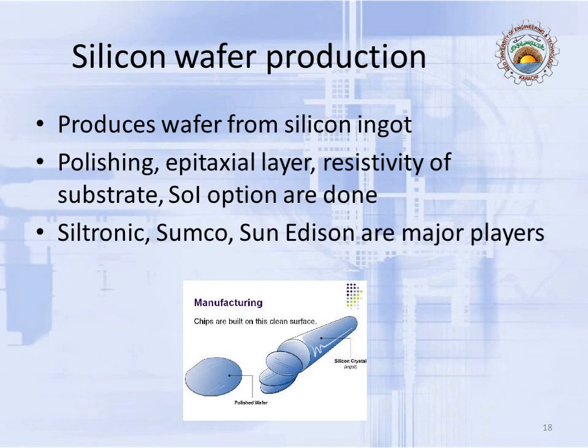Once we have the silicon ingot, it is sliced and diced into thin wafers, as we call them. So this is produced, and then they do polishing. Resistivity of the substrate is managed. If there is a silicon on insulator option, additional processing is done. The epitaxial layer is processed. Companies like Siltronic, Sunco, Sun Edison are the major players in it.